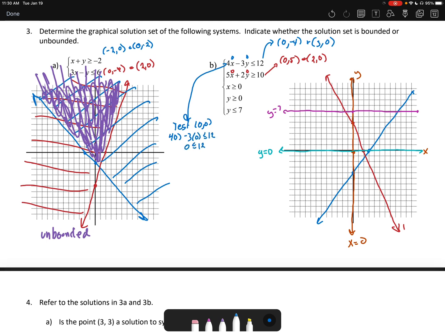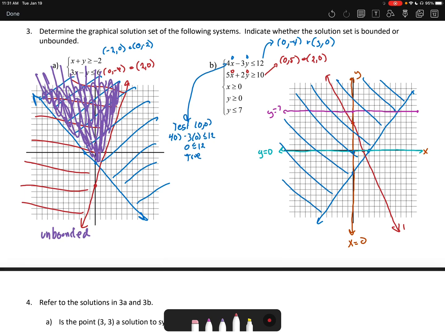So if I put in 0 and 0, does this come out true or false? 0 is less than or equal to 12 comes out true. So as far as my blue line is concerned, I want to shade the side that has 0, 0 in it, which is right here. I know already that it's not in some of these bottom regions, right? So I've already narrowed it down a little bit to what my final answer is going to be.